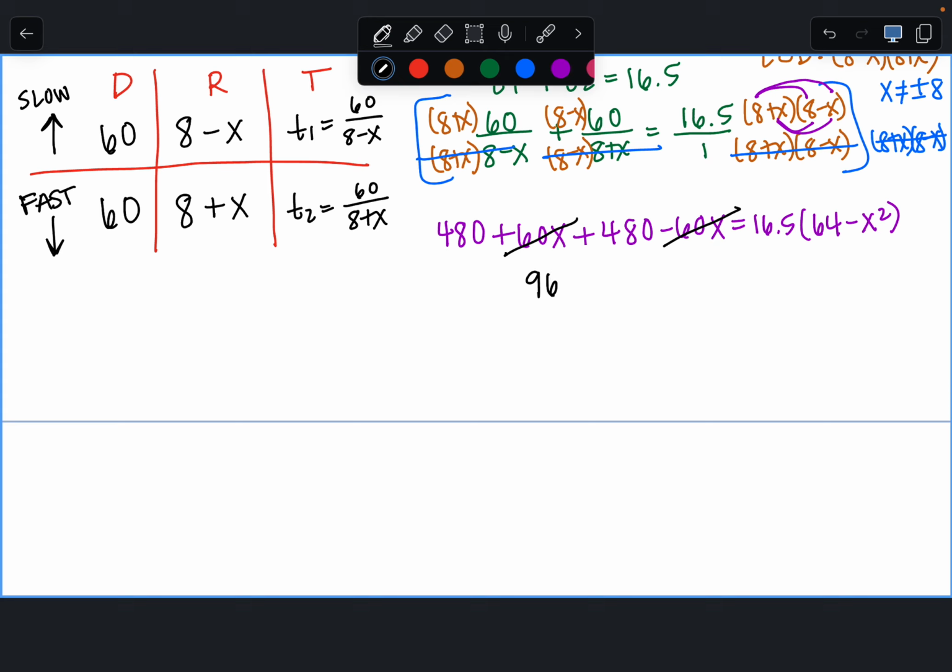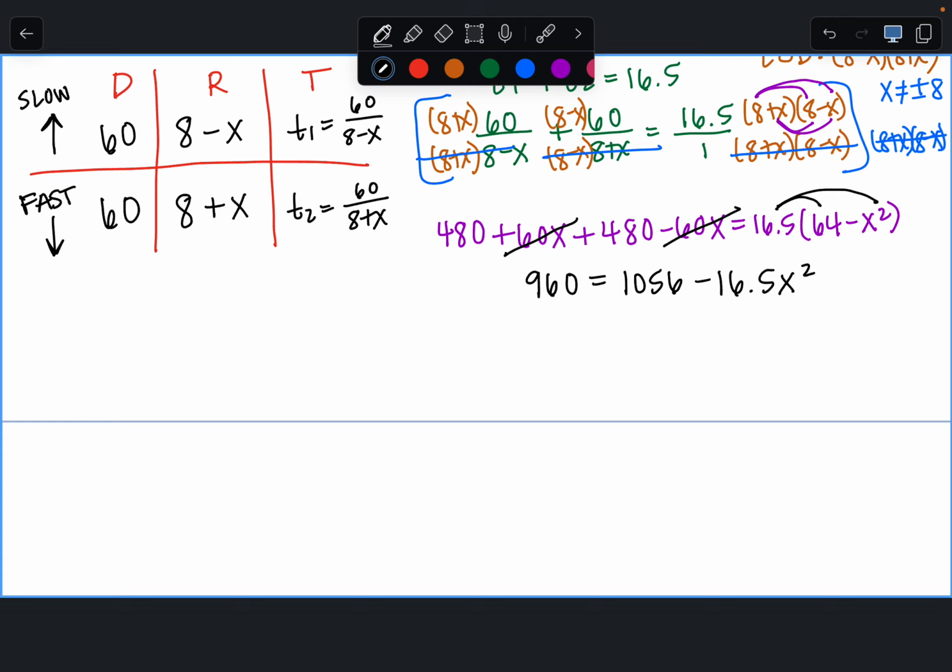I'm going to get 960 is equal to, if I multiply, because I'm going to have to distribute these, 16.5 times 64, I'm going to get 1,056 minus 16.5x squared. Again, you will have a calculator. Don't freak out because you're worried about the multiplication. You will have something to help you out with that.